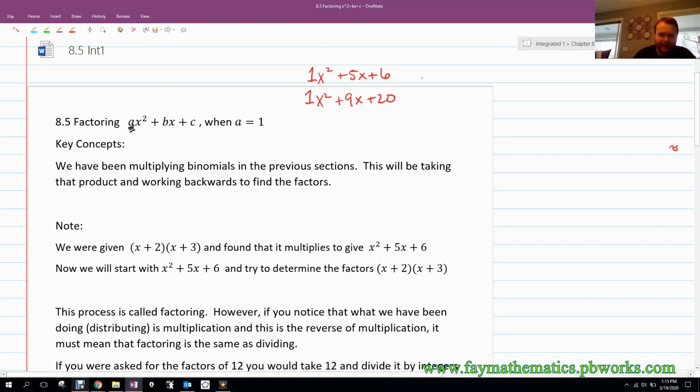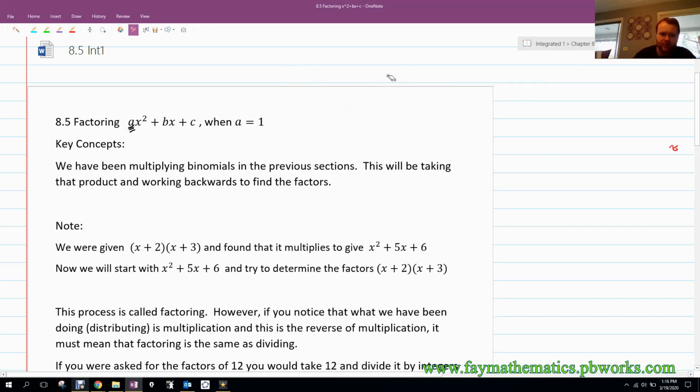Okay, so what we talk about in 8.5 is only going to work for things like that. If it's a 2 out in front, or any other number other than 1, this strategy does not work right away. Okay, so that's the plan for this section.